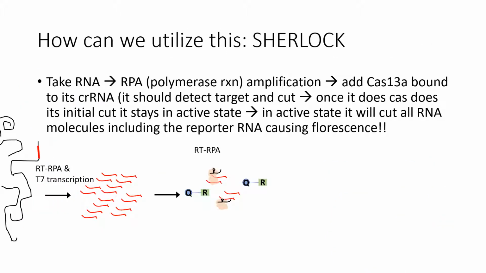How can we utilize this? Well, they've been utilizing it as a test called Sherlock. So you take RNA, you amplify that RNA to make a large amount of it. You add Cas13a, and once it has that homology, it goes crazy and cuts all the RNA around it, including a reporter RNA, which produces fluorescence.